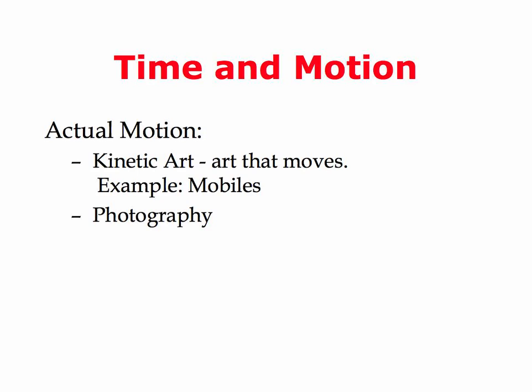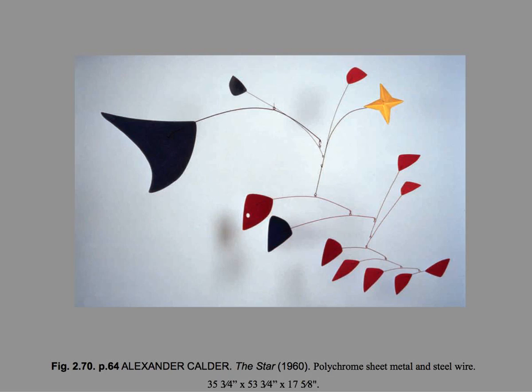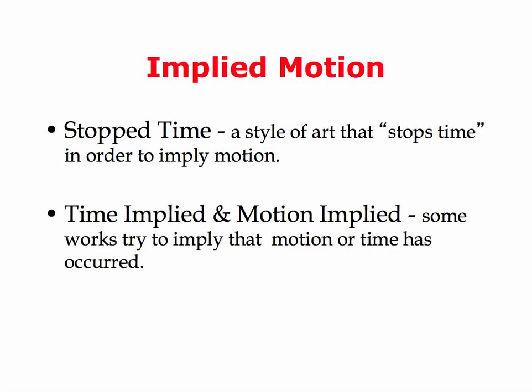The last visual elements we're going to look at are time and motion. And again, we have a difference between actual motion and implied motion. Actual motion are things like kinetic art that actually moves, like mobiles. And here's an example of a mobile by Alexander Calder, where given a very slight breeze, these different shapes start spinning around, changing the composition of the piece. Implied motion, however, looks like time that is stopped, right?